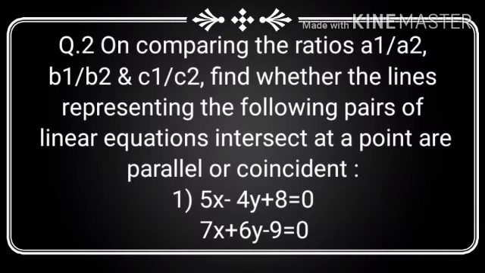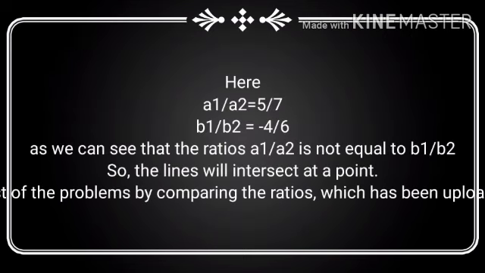Question number 2. On comparing the ratios a1 by a2, b1 by b2 and c1 by c2, find out whether the lines representing the following pairs of linear equations intersect at a point, are parallel or coincident. The first pair is 5x minus 4y plus 8 equal to 0, and the second equation is 7x plus 6y minus 9 equal to 0. Here a1 by a2 is equal to 5 by 7 and b1 by b2 is equal to minus 4 by 6.